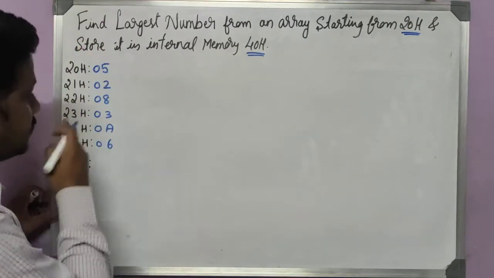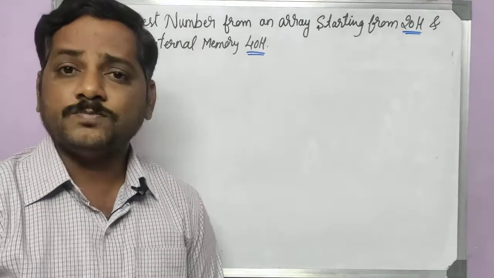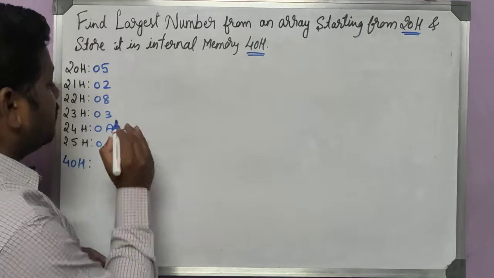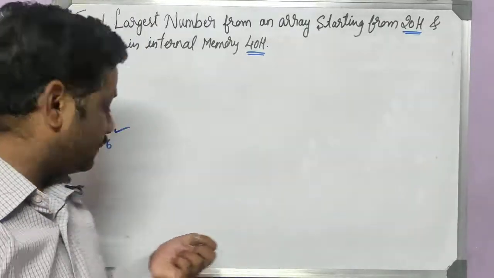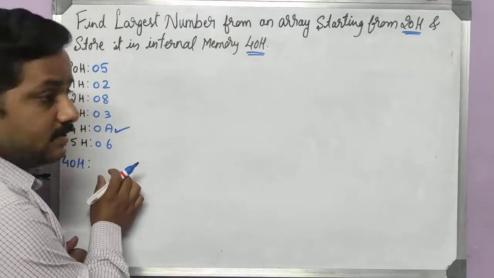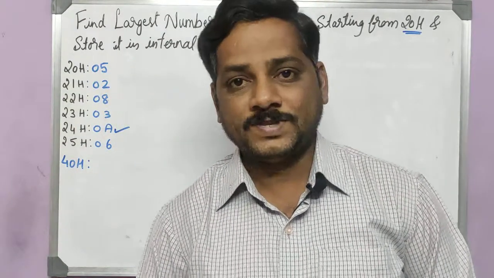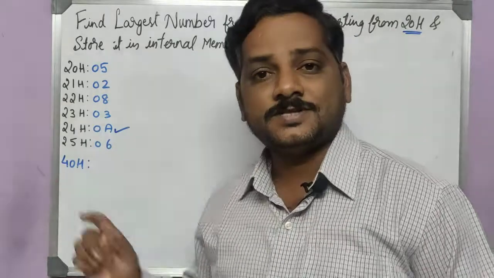But just looking at this data, being a human being, we can identify that 0a is the largest number. So finally I should get 0a here. 0a is in hexa, in decimal it is 10. So this will be the largest number from the set.